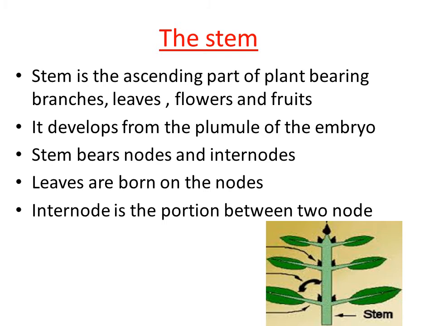When the stem is in young condition, it appears green in color because it consists of chlorophyll pigment and it performs photosynthesis. But when the stem turns old, it becomes woody and brown in color. That means there will be no chlorophyll pigment when the stem turns old, right? So only the young stem performs photosynthesis, not the old, woody stem.